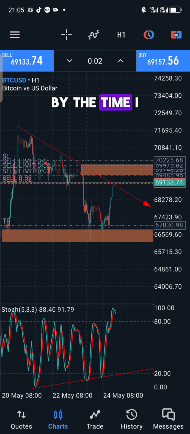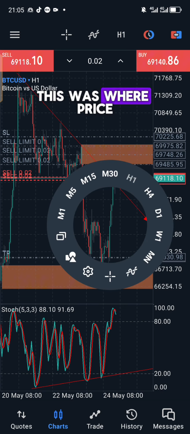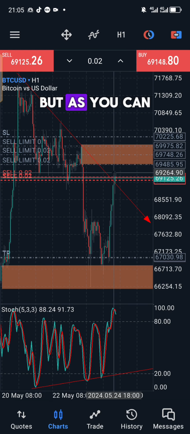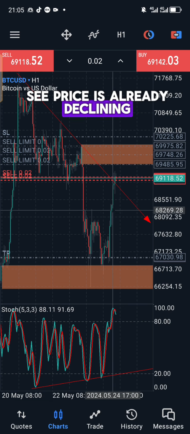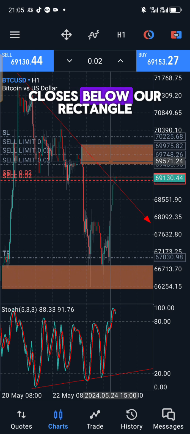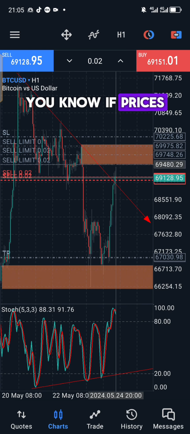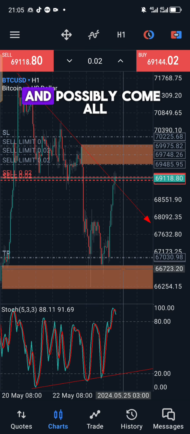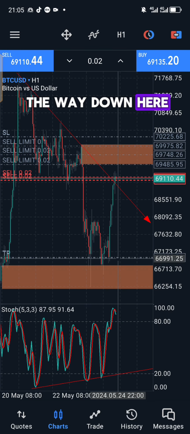By the time I started talking to you guys, this was where price was. Price was somewhere here, right? But as you can see, price is already declining, and what we expect is that if price doesn't break this rectangle, if the moment price closes below our rectangle, it just has to keep on dropping and possibly come all the way down here.